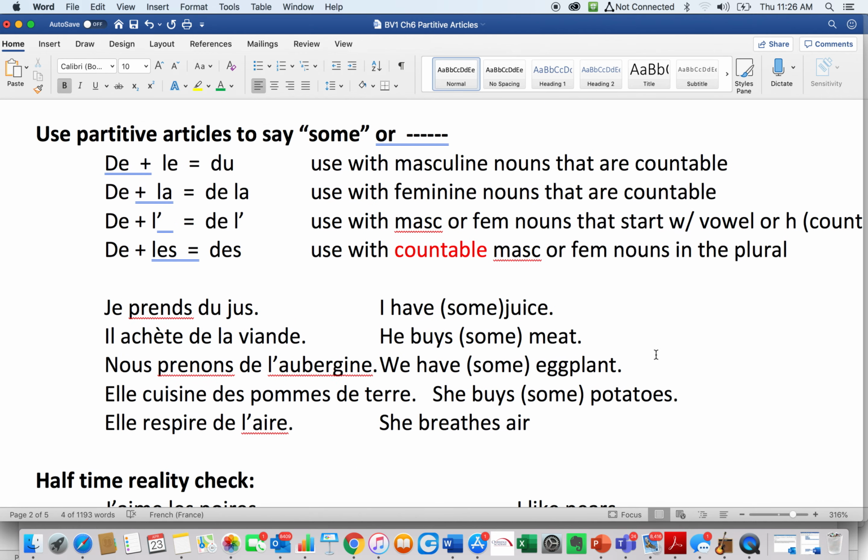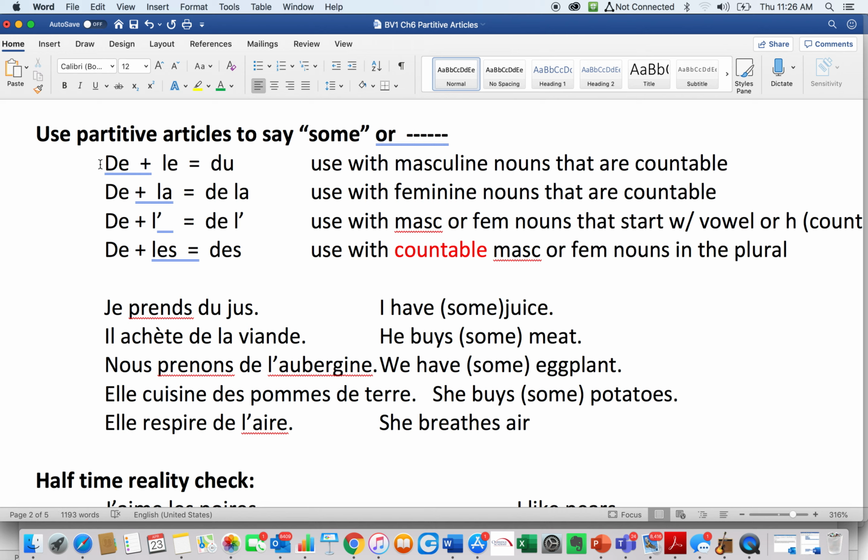So we use partitive articles to say some. Like, do you want some mashed potatoes, or do you want mashed potatoes? In English, we don't have to use an article there. In French, if I say "tu veux de la purée," we could translate it two ways into English: do you want some mashed potatoes, or do you want mashed potatoes? But in French, we don't have that option. We do not have the option of nothing.